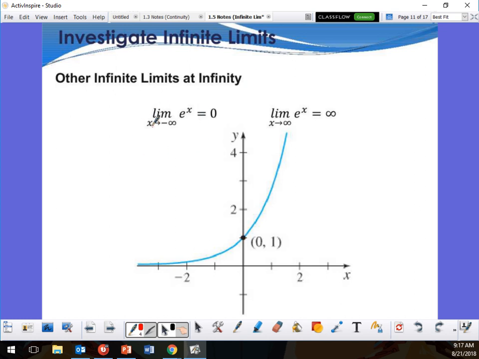Now, for this right here, as x approaches negative infinity, of e to the x, on this left-hand side going to negative infinity, it goes down to 0. Now, e to the x to positive infinity goes to positive infinity. It just keeps going up. That's all it's saying. It keeps going up all the way. So at infinity, this goes up to infinity.